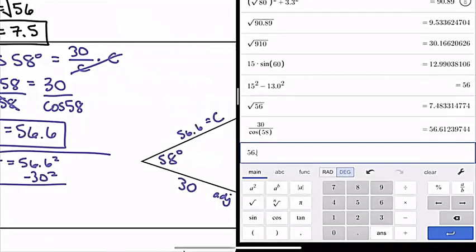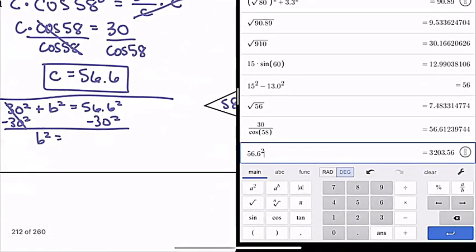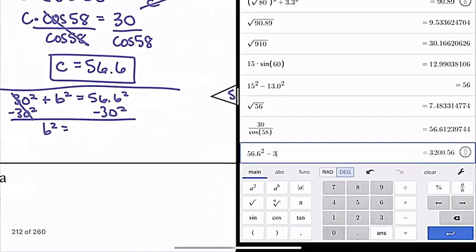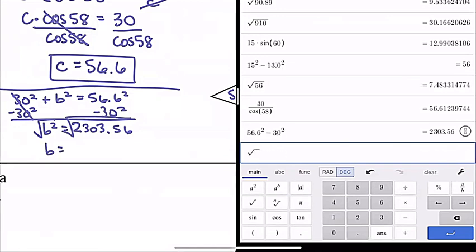So 56.6 squared minus 30 squared. And that gets me 2,303.56. I know that feels large, but this is a big triangle. So now I get the square root. Remember, I don't need to have a simplified answer. I just need to have a rounded one to the nearest tenths place. I'm going to type this in. And that gets me 47.995, which would round to 48.0.